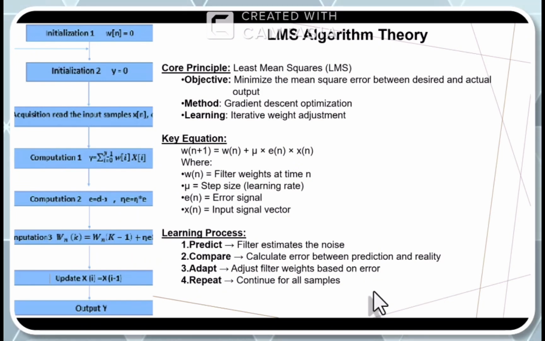What is the key equation? Now I tell about the key equation of the LMS algorithm. W(n+1) = W(n) + mu * e(n) * x(n). W(n) is the filter weights, mu is the step size, and e(n) is the error signal. Then the learning process is predict, compare, adapt, and repeat.